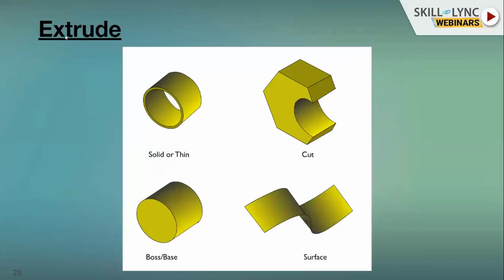So this is the basic one, extrude. This is a solid or thin extrude. This can be just mentioning the thickness and making the extrude. For this, we can make two circles, and we can maintain the thickness, and we can extrude it for the required length. And this is cut extrude, and this is a basic model which can be a solid boss or base. And this is a surface extrude.